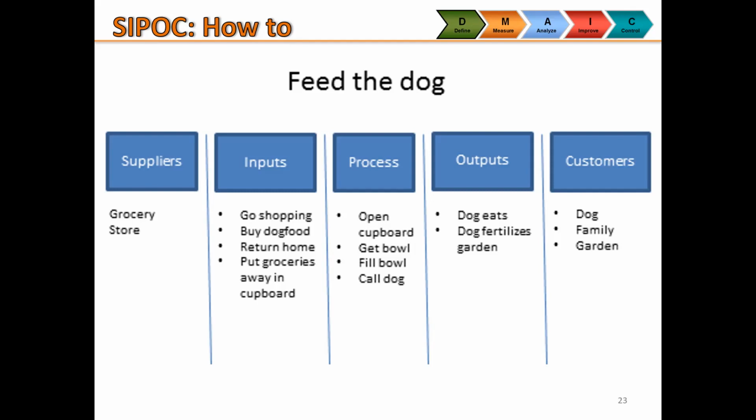And the outputs are dog eats, dog fertilizes garden, and the customers are the dog, the family, and the garden. And you work back. I have to go shopping, buy dog food, return home, put groceries away in the cupboard. And my suppliers are a grocery store, and in the case of medicine, the vet. So that's SIPOC. Now I'll show you some more examples to give you a few more ideas for the homework.